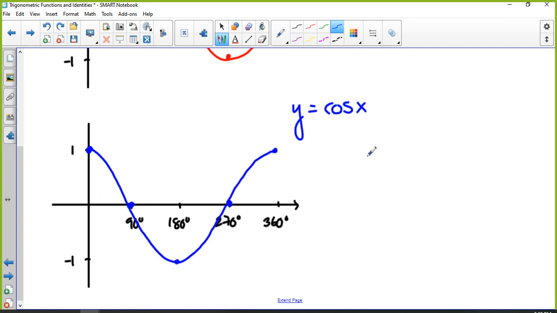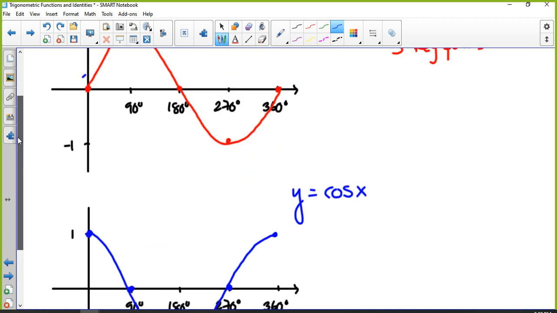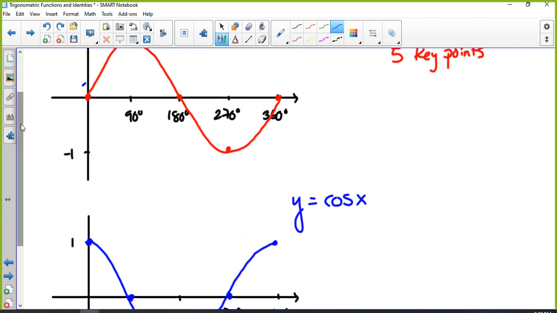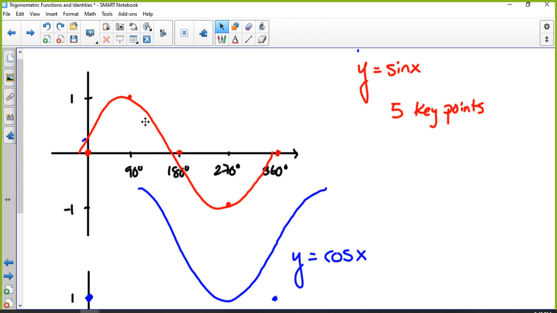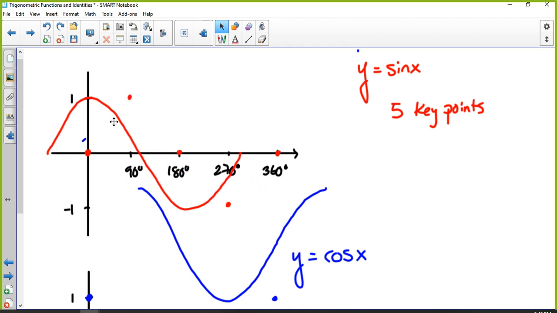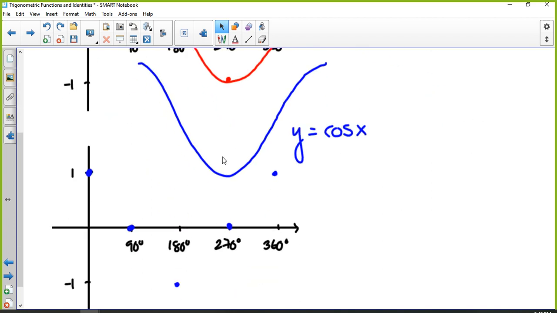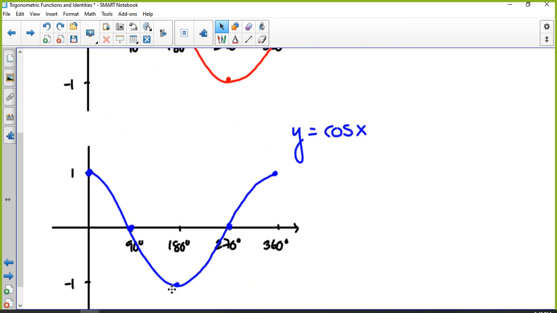All right, there it is. 5 key points, 1, 2, 3, 4, 5. Now for both of these, the graph of y equals cos x and the graph of y equals sin x, first of all, it's important to see that one is a translation of the other, right? If we take the graph of y equals sin x and shift it 90 degrees to the left, we'll have the graph of y equals cos x. So the two are translations of one another, okay?